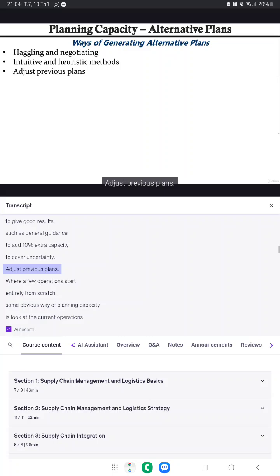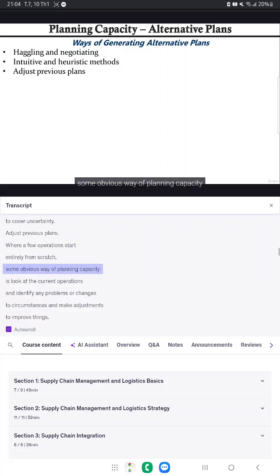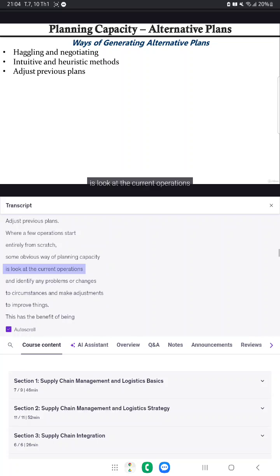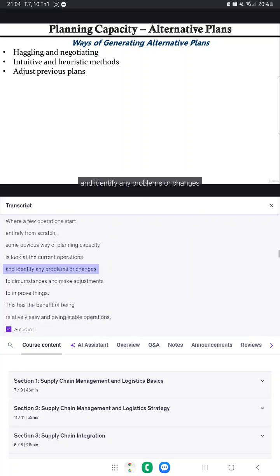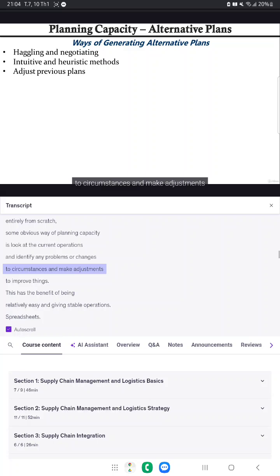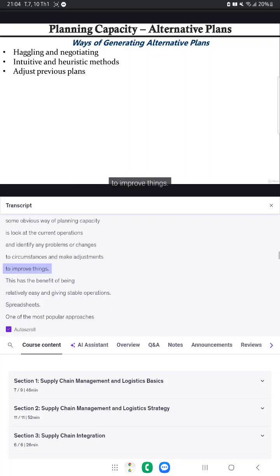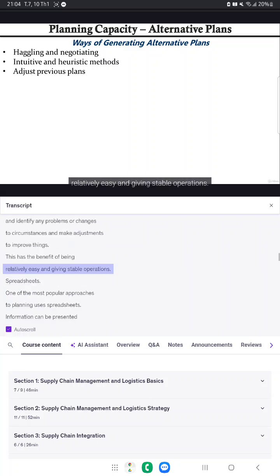Adjust previous plans. Very few operations start entirely from scratch, so an obvious way of planning capacity is to look at the current operations, identify any problems or changes to circumstances, and make adjustments to improve things. This has the benefit of being relatively easy and giving stable operations.